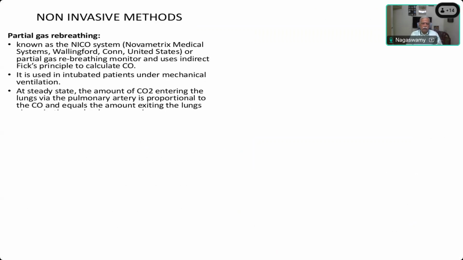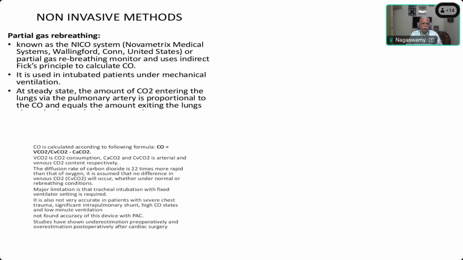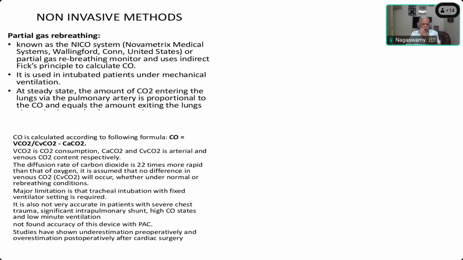Now, the last classification of non-invasive method is what is called the partial gas rebreathing method. It is a non-invasive method, and it uses the Fick principle for calculation, with partial carbon dioxide rebreathing as the method. So here cardiac output is calculated according to the carbon dioxide produced, divided by the venous carbon dioxide content minus the arterial carbon dioxide content. That is the formula that is used.